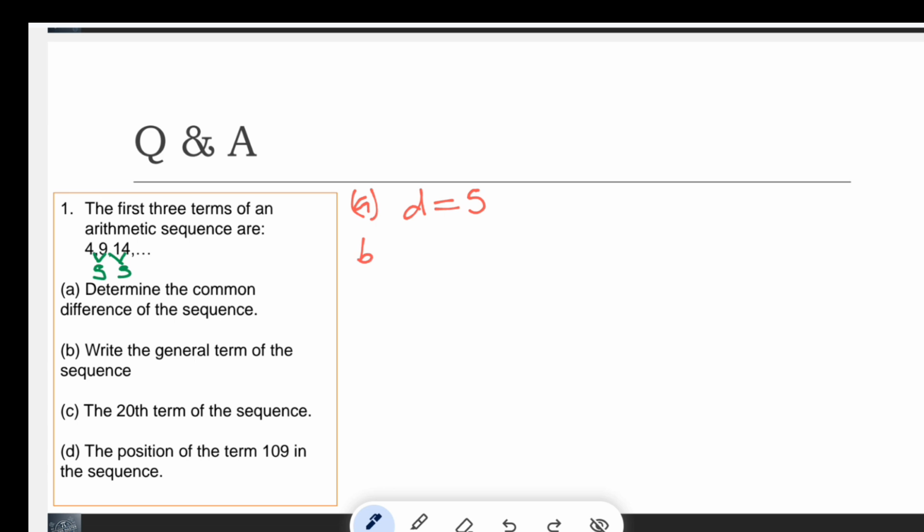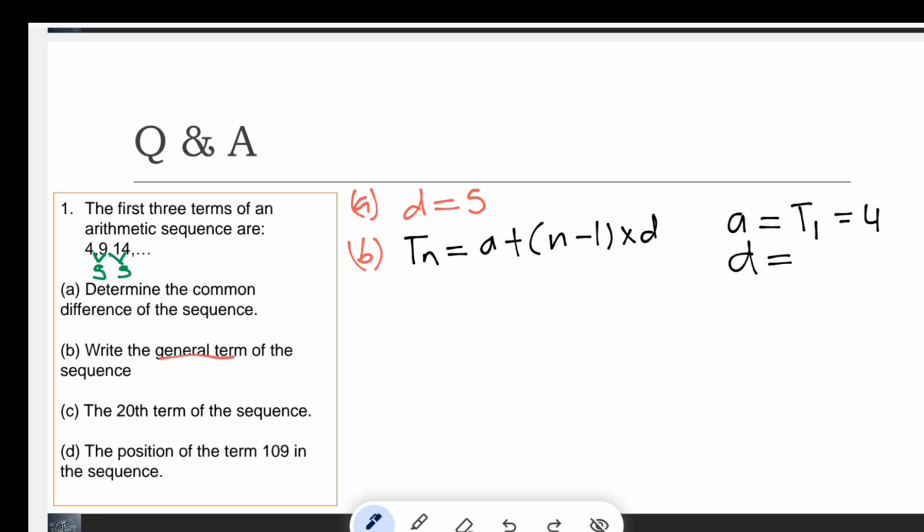Okay, and then what is our B? Write the general term of the sequence. What is the general formula? We have Tn equals A plus n minus 1 multiplied by D, right? Now let's look for the value of A. Our A is equal to T1, which is the first term of the sequence, and that is equal to 4. And then what is our D? Our D we got in A, and it's 5, right?